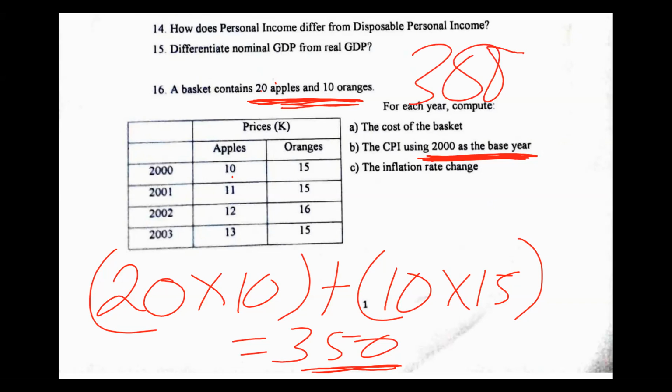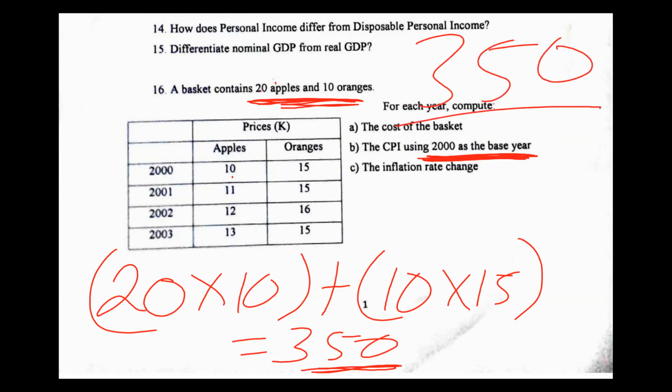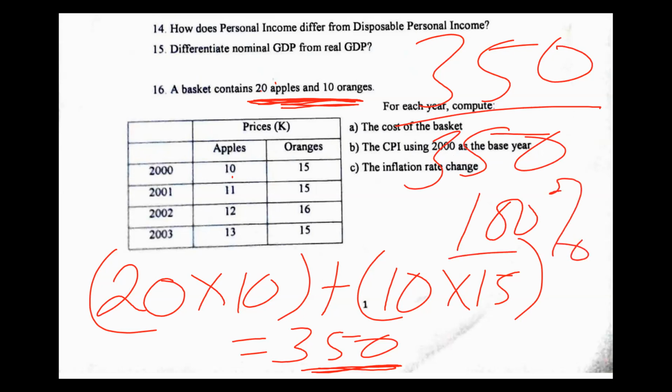So here the cost for 2000 is 350. You divide that by the same cost for 2000, so it will be 350 divided by 350, and you get 1 times 100, so you just get 100%. That is the CPI. Remember the CPI yesterday, how we multiply by 100?